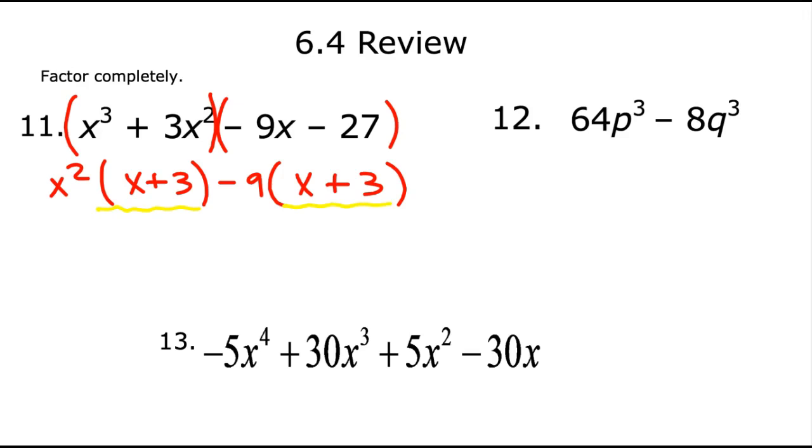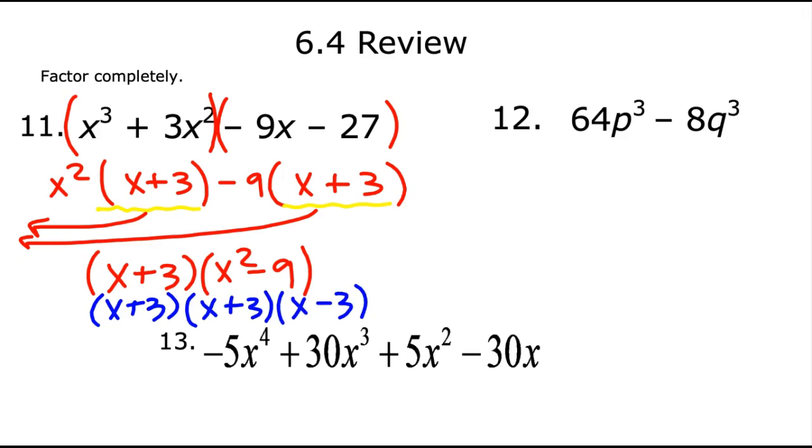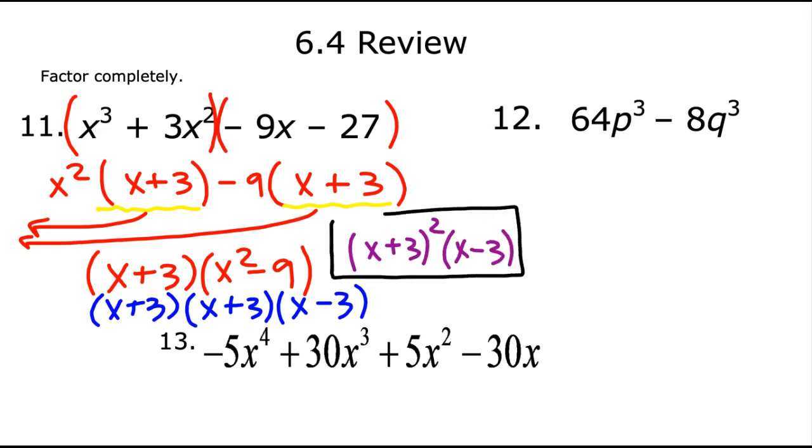So now I can factor each one of those out, right? So undistributed, I pull those out. I'm left with x plus 3 times x squared minus 9, which can go one step further because x squared minus 9 is a difference of 2 squares. So the fully factored form would be like this. And you could even condense that a little bit. Some people are probably wondering, could I write it like this? x plus 3 squared times x minus 3, and you certainly can write it like that. So that's probably the cleanest way to write it.